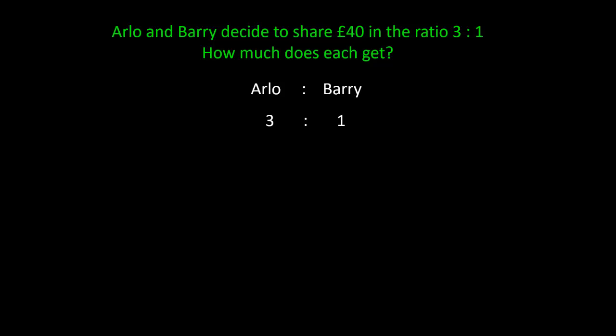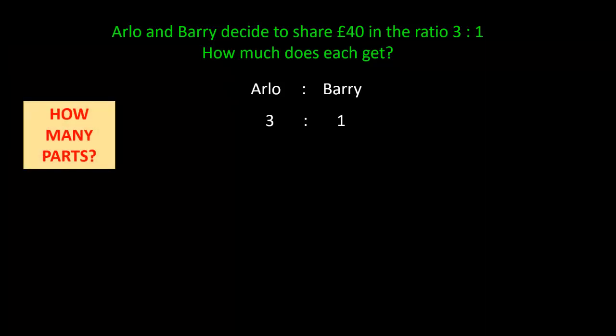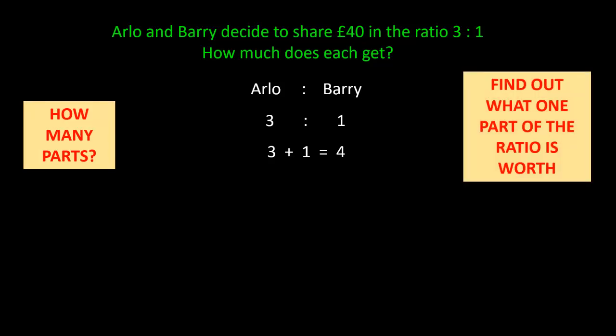So we need to work out how many parts there are in the ratio. What we mean by that is, well, there's 3 plus 1. There are 4 parts. So what we're really doing is splitting £40 into 4 parts. So that's what we do. We find out what one part of the ratio is worth. So there are our important numbers: £40 divided by 4. So each one part of the ratio is worth £10.